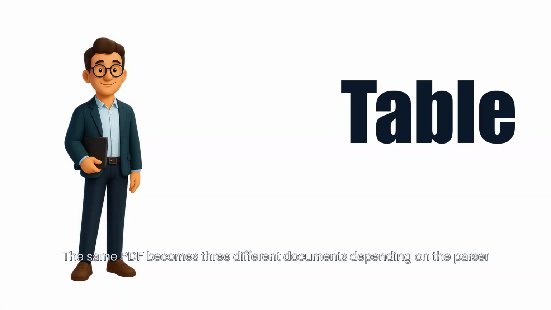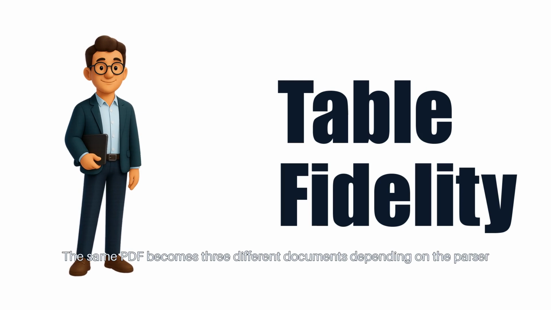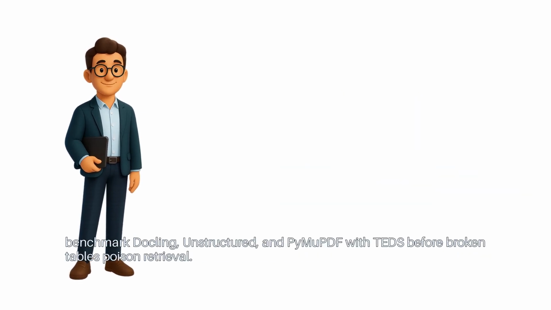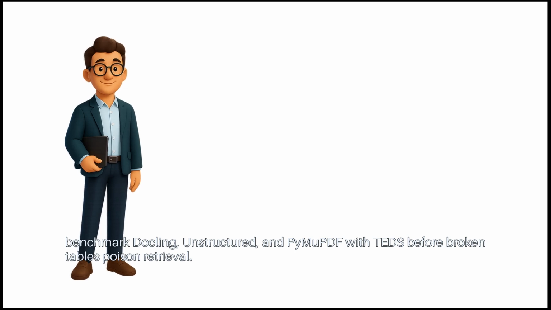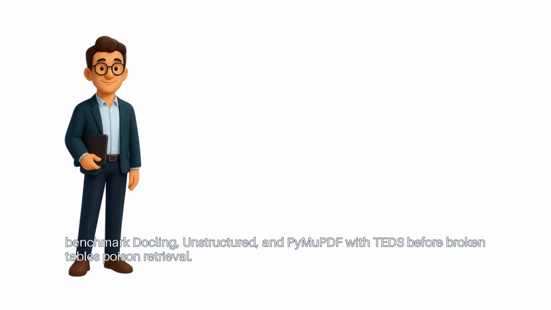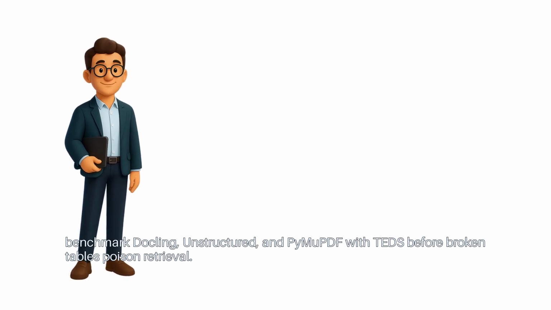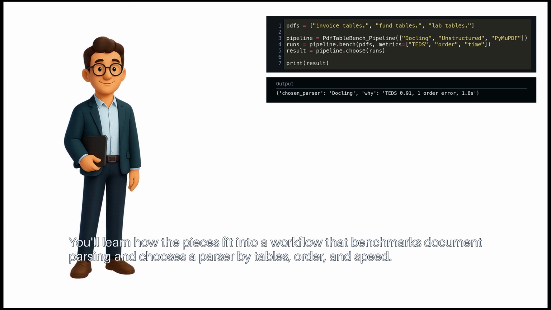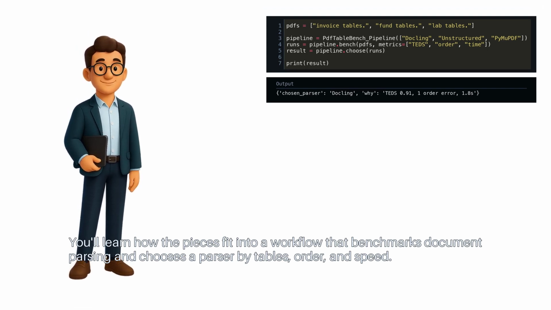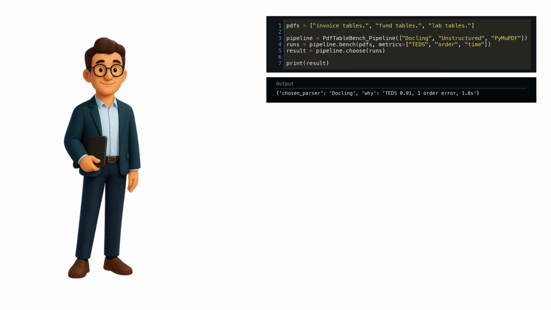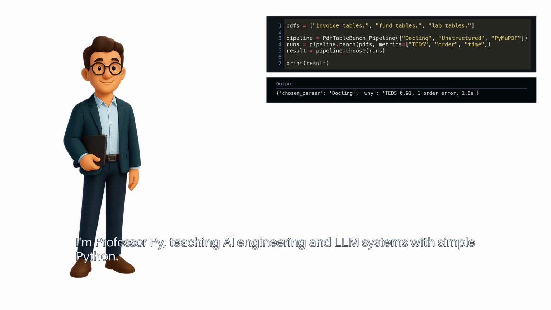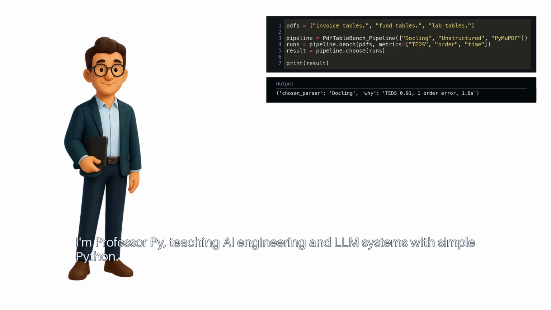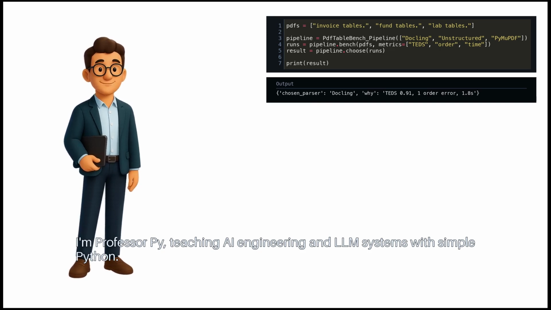The same PDF becomes 3 different documents depending on the parser. Benchmark Docling, Unstructured, and PyMuPDF with TEDS before broken tables poison retrieval. You'll learn how the pieces fit into a workflow that benchmarks document parsing and chooses a parser by tables, order, and speed. I'm Professor Pi, teaching AI engineering and LLM systems with simple Python.